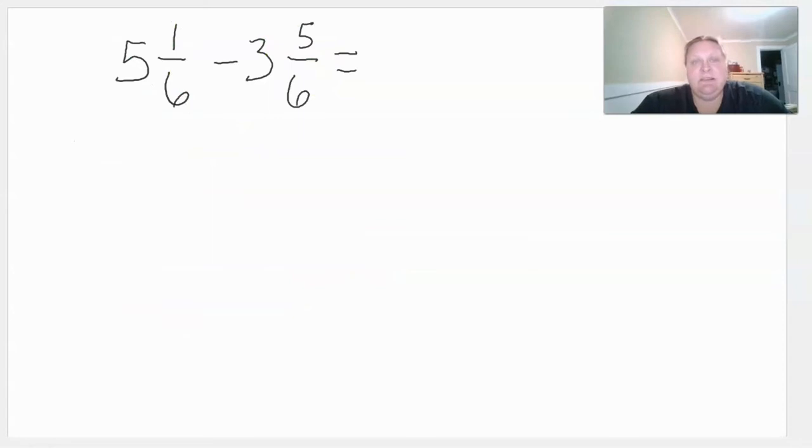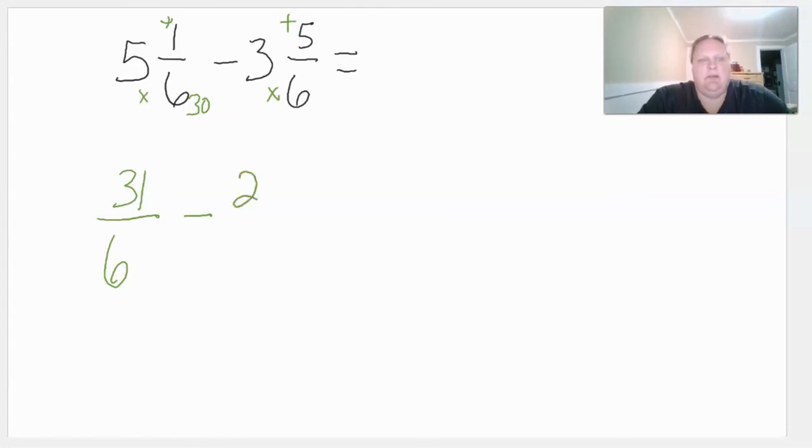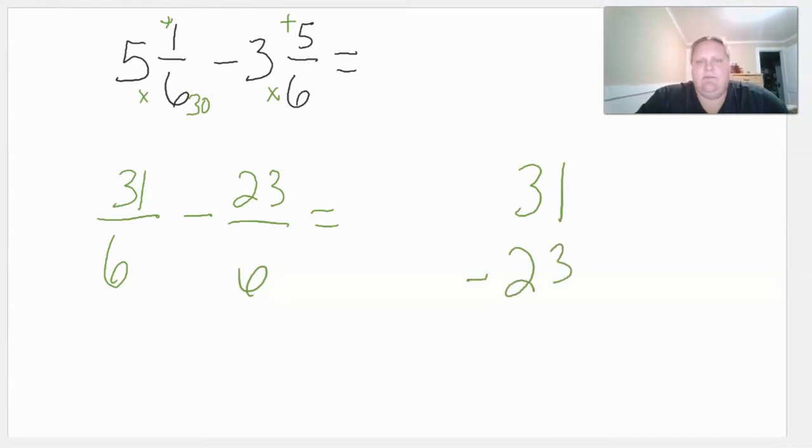We can change these mixed numbers to improper fractions. So 5 times 6 is 30, plus 1 is 31/6, minus 6 times 3 is 18, plus 5, 23/6. And now we subtract 31 minus 23. Remember, we're going to have to regroup.